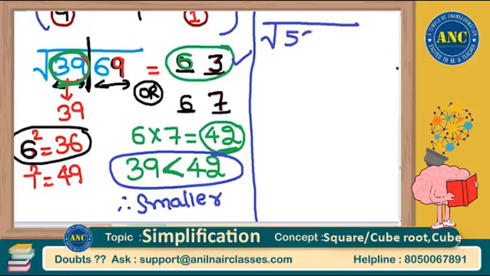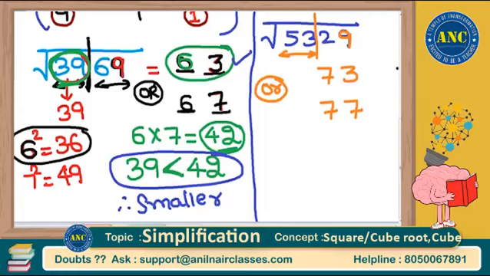Square root of 5329. Step number 1: put a slash after 2 places. It is ending with 9. Answer should end with either 3 or 7. Step number 2: this leftmost part 53 lies between 7 square, 49, and 8 square, 64. 7 is the smaller number. Answer is either 73 or 77.